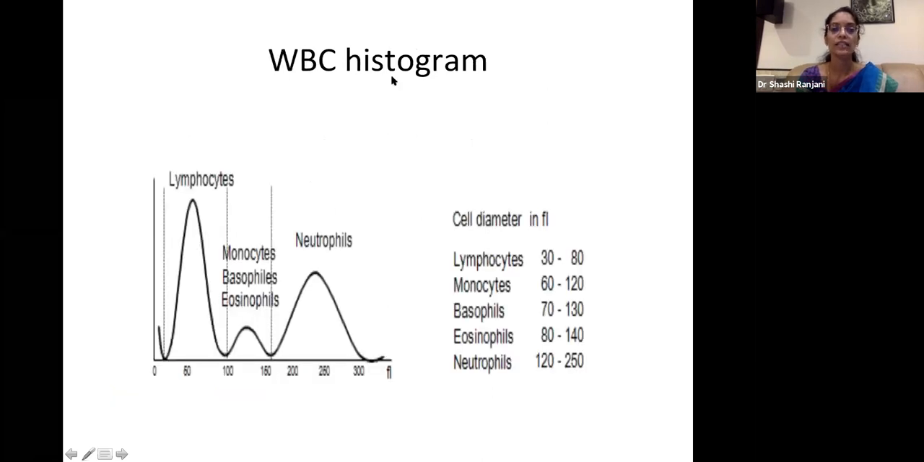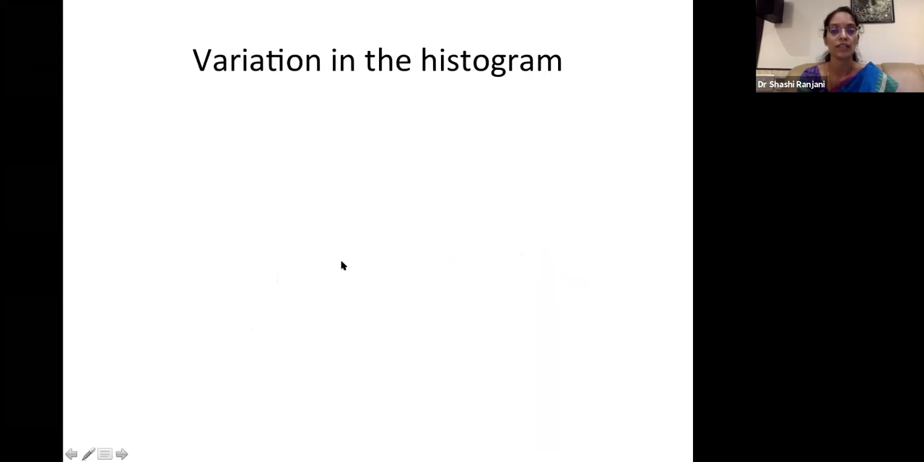And then there can be a WBC histogram. In the WBC histogram, first come the lymphocytes, which are the smallest of all the WBCs. Then the mixed cells, which consist of monocytes, basophils, eosinophils, and then we have the neutrophils. Just by looking at the histogram, we can make out whether the child has neutrophilia or lymphocytosis. Suppose this peak is more, that means the child has neutrophilia.